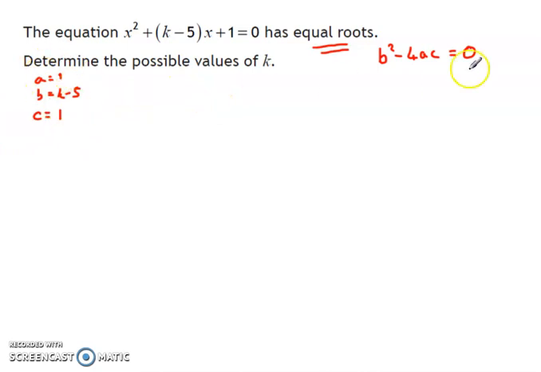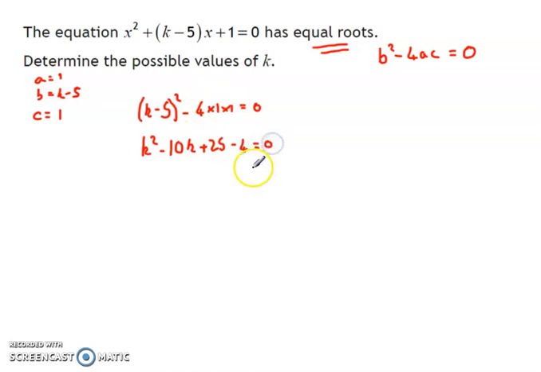So now I take each of these and just substitute it in. So I end up with k minus 5 squared, take away 4 times 1 times 1, and I know it has to be equal to 0. So if I take the bracket and multiply it, I end up getting k squared minus 10k plus 25. This here just gives me 4 times 1, which is 4, so it's going to be take away 4 equal to 0. Simplify this, k squared minus 10k plus 21 equals 0.